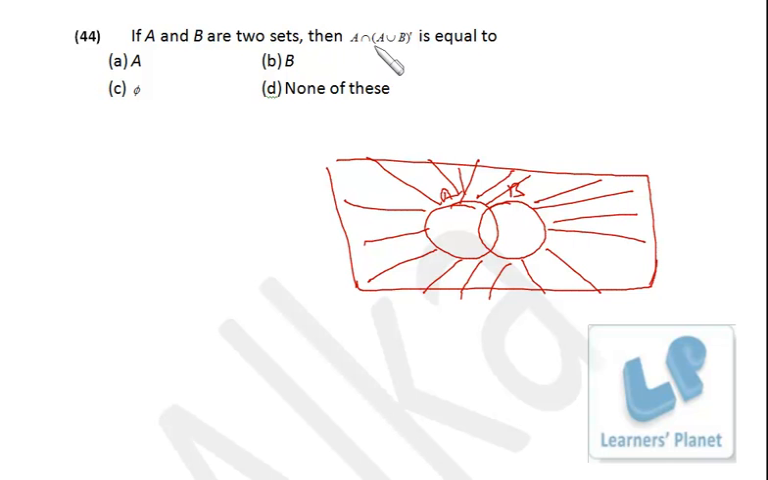Now A intersection A union B whole dash is this portion. So you can see A is this portion and A union B dash is the outside portion. So nothing is common between A and A union B whole dash. Right? Nothing is common, so it's a null set.